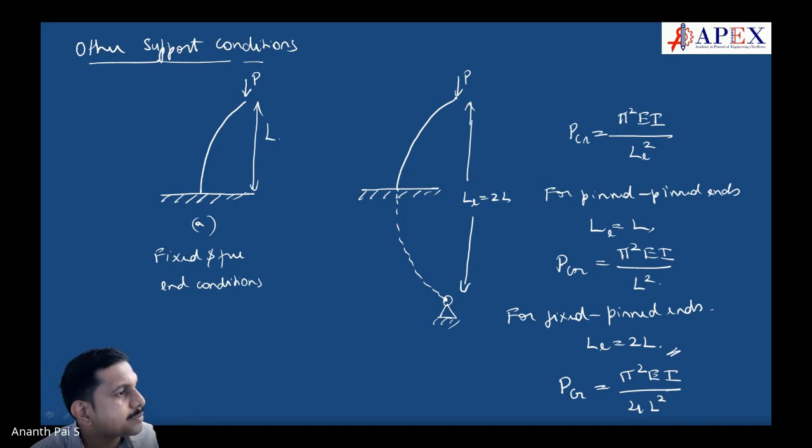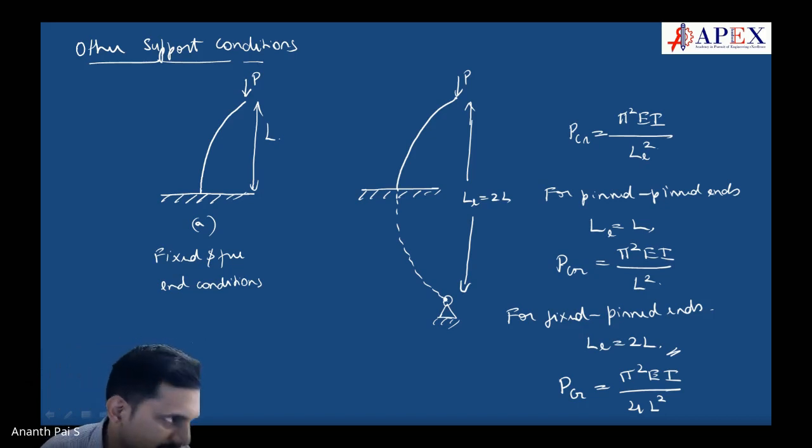P critical will be smaller if it is a fixed one. If it is pinned, P critical is higher. By how much? 4 times. Exactly. Buckle.